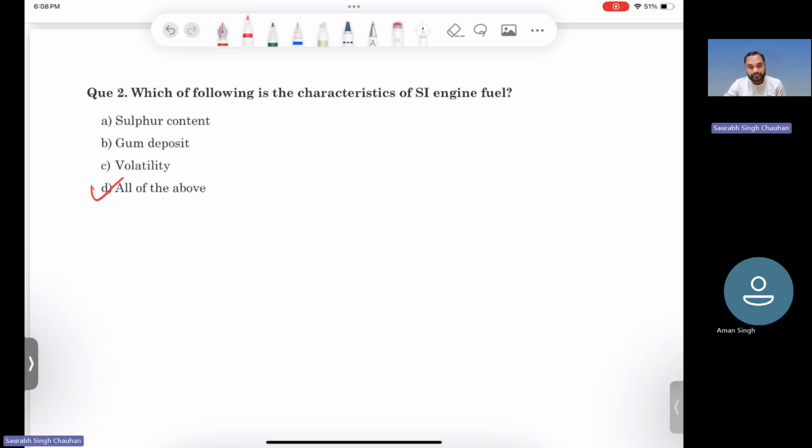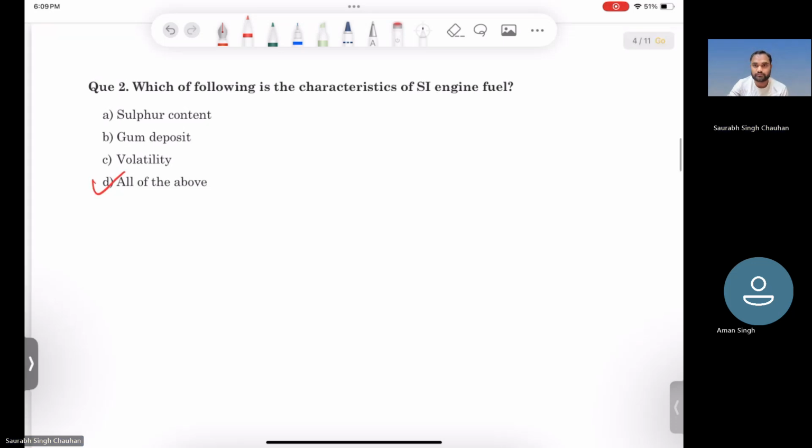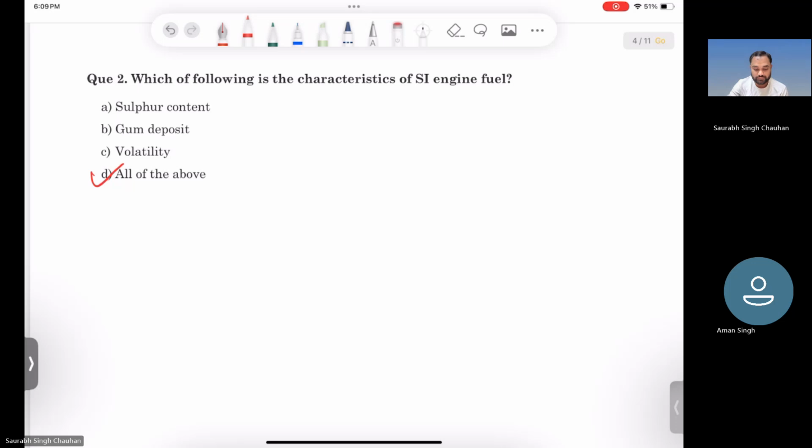Volatility should not be very low or very high. If it is very low, the fuel will not evaporate and will not get mixed with the air. And if it is very high, it can evaporate from the tank itself, where you fill the fuel. So it should not be very volatile, but volatility is important for fuel air mixing.